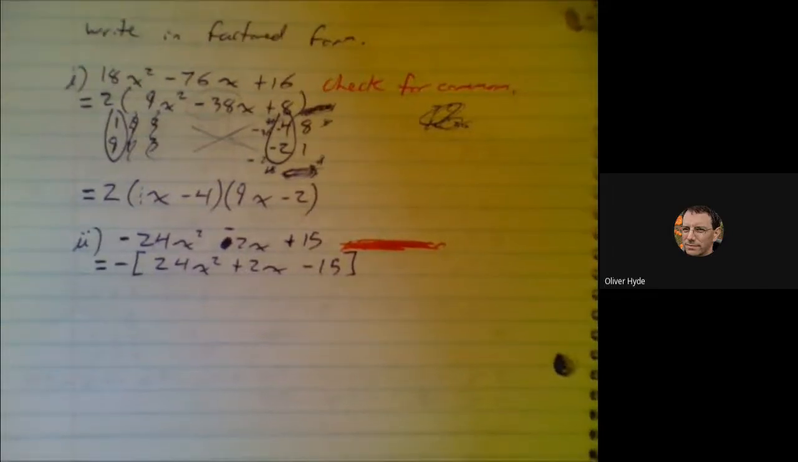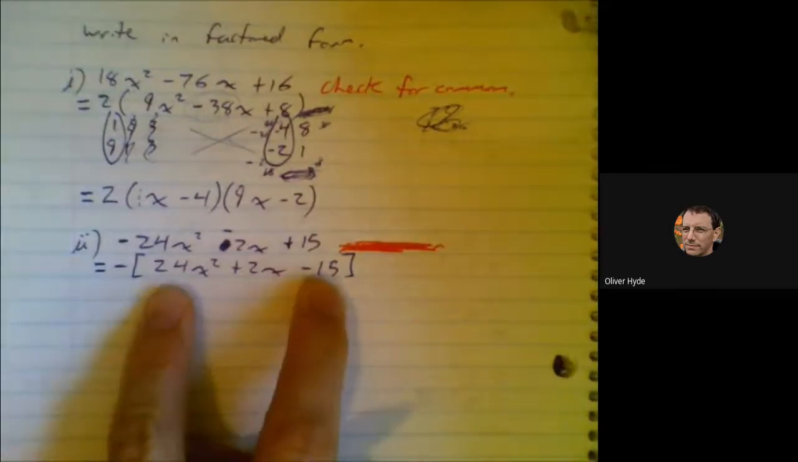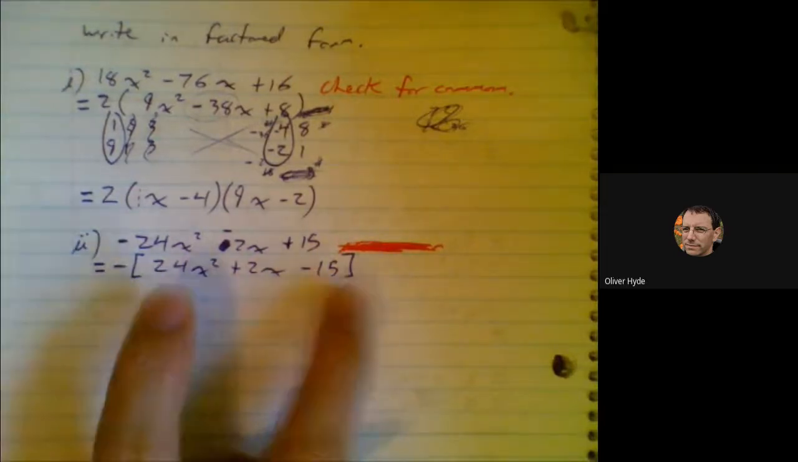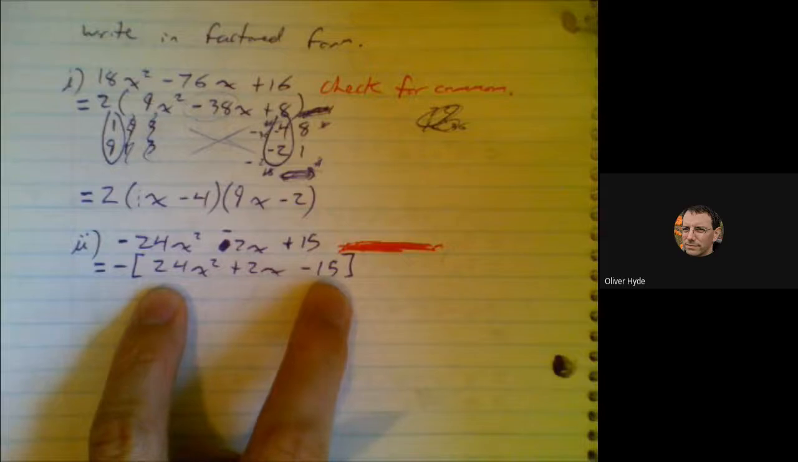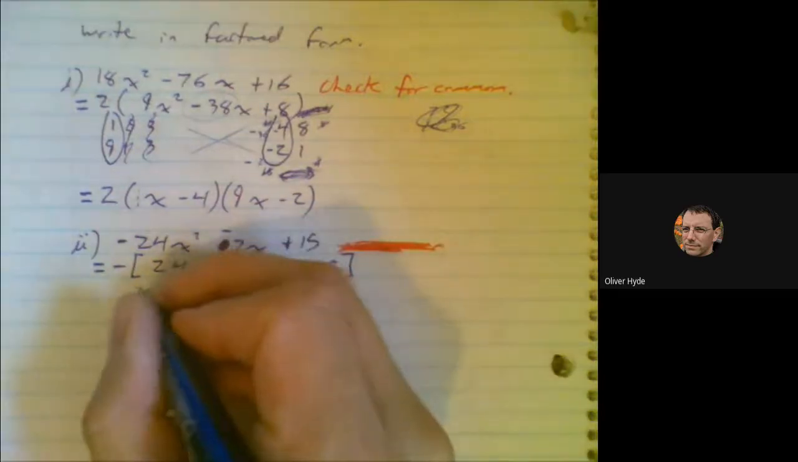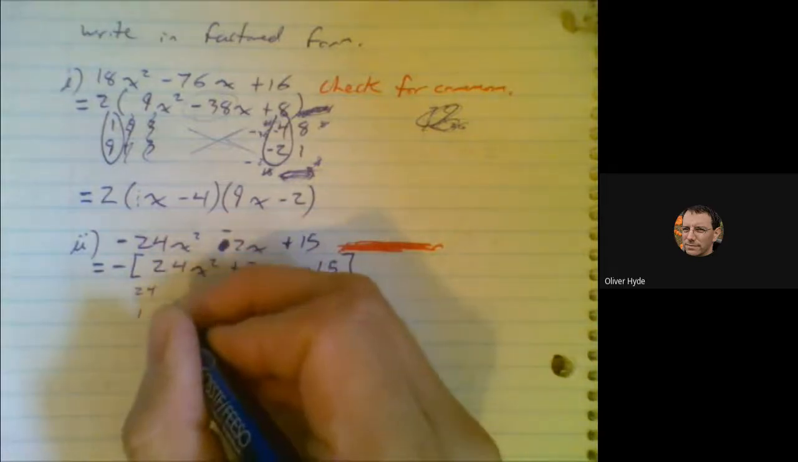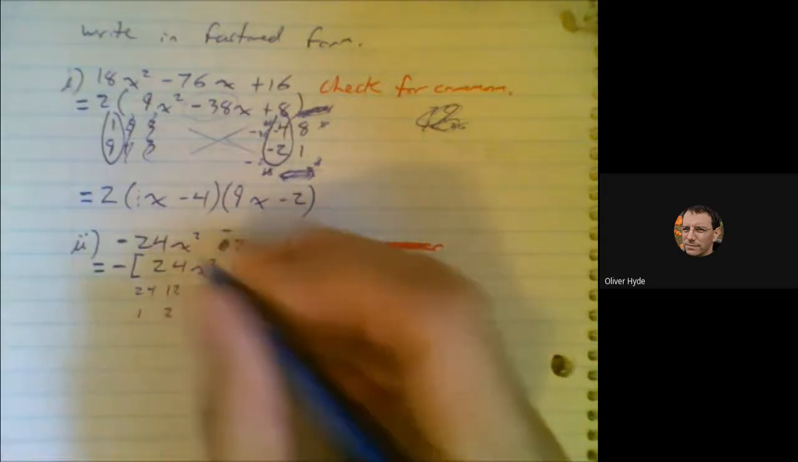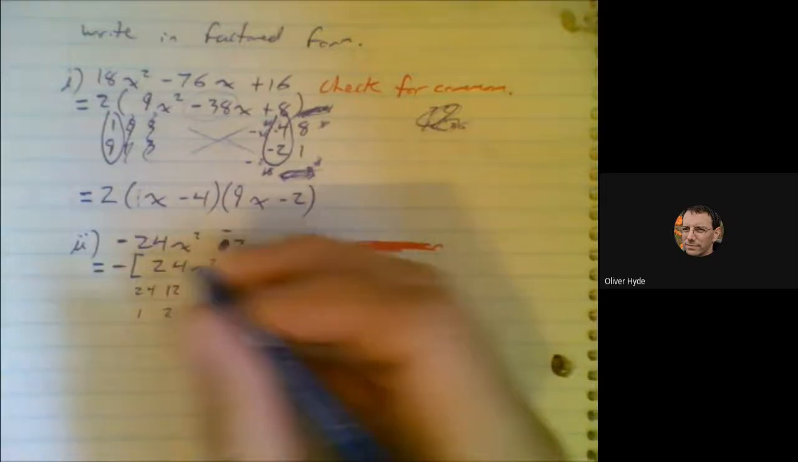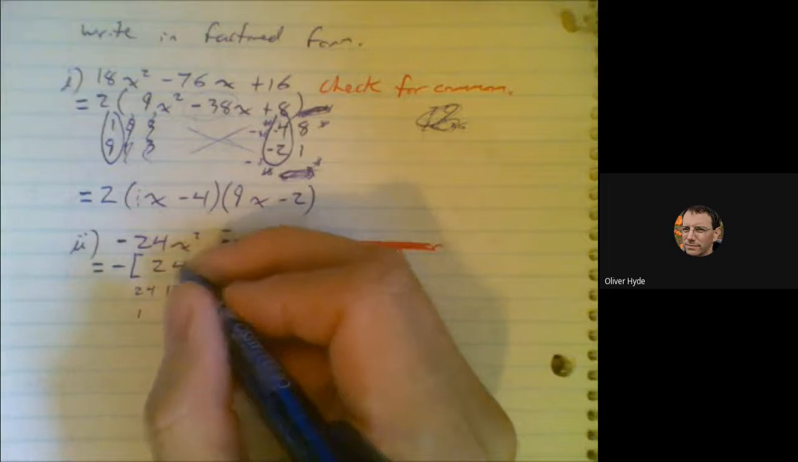Okay. 24 times 15 is a large number. I don't even know what it is off the top of my head without picking up my calculator. Let me use a method that doesn't require me to pick up my calculator. I know what the factors of 24 are. I can have 24 times 1. It's an even number, so 2 times 12. 2 plus 4 is divisible by 3. That means that this number is divisible by 3.